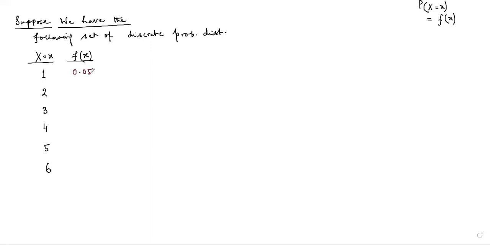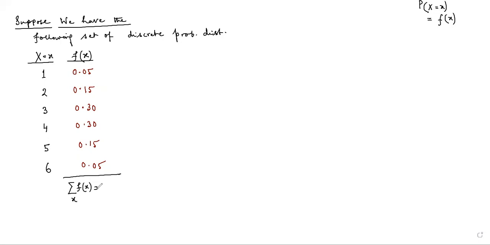0.05, 0.15, 0.30, 0.30, 0.15, and 0.05. These are the probabilities. And if I'm saying that it is a probability distribution, then immediately you need to check whether the total probability is 1 or not.